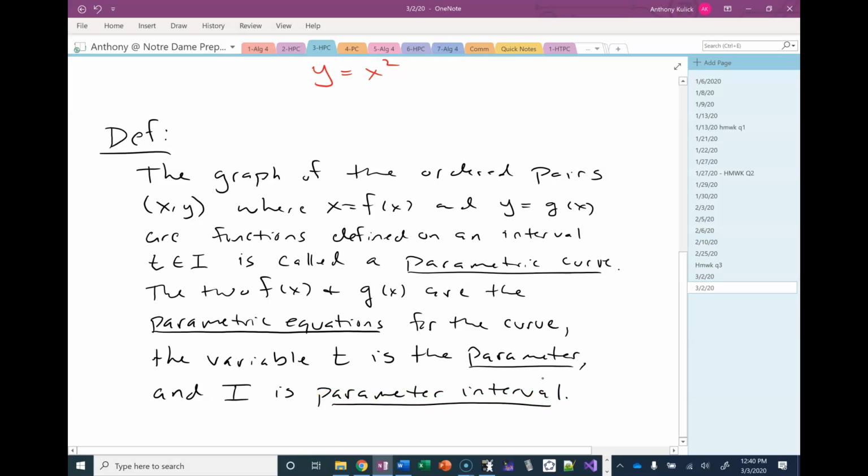So here we just have a little bit of a vocab dump where we're describing the names for these different parts of our parametric function. The graph that results from a parametric function we call a parametric curve. We call the two different equations for x and y the parametric equations. We call the variable that those equations are in terms of the parameter. And we say that the interval over which that parameter is defined is the parameter interval.